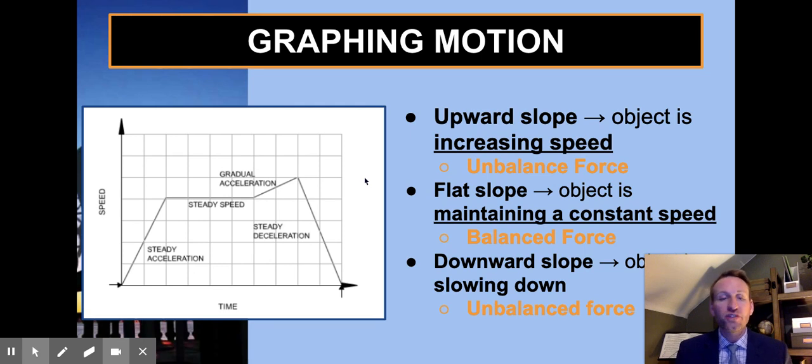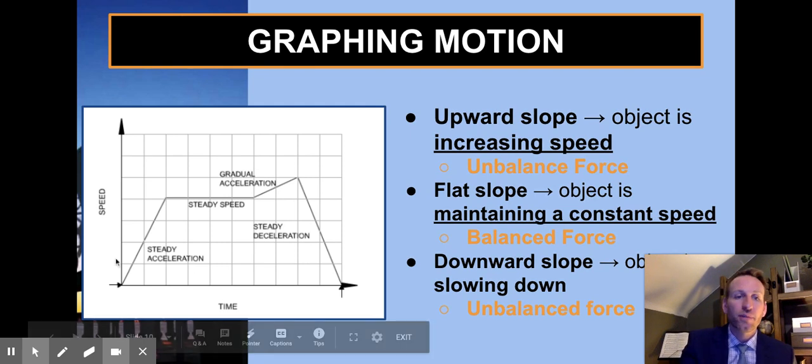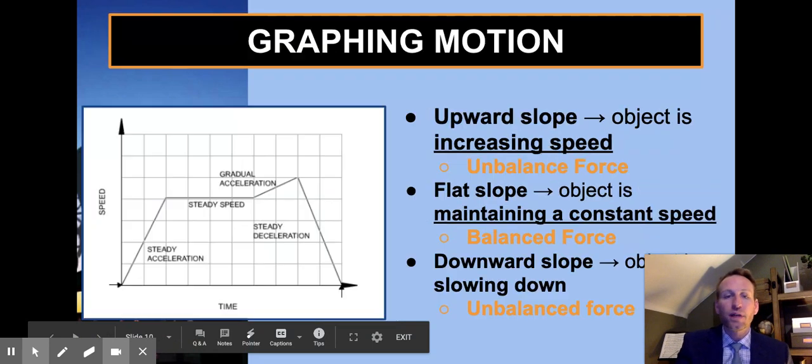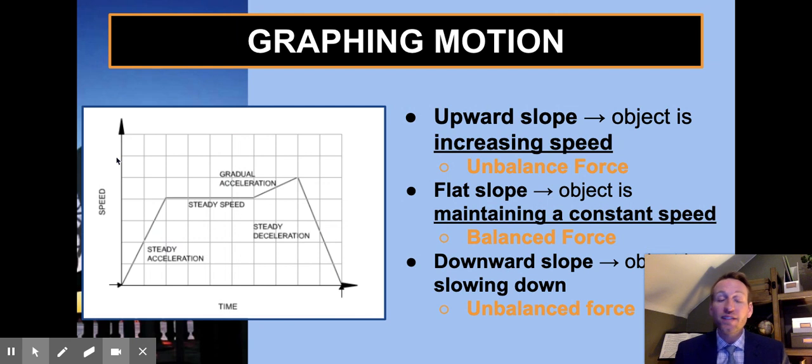You could also do a distance versus time graph, where distance would be on the y-axis and time still on the x-axis. We're going to focus on speed versus time today. When you see an upward slope, meaning the line is on an upward trend, that means the object is increasing speed, because speed is on the y-axis. If you're having an increase in speed, there must be an unbalanced force acting on the object, because unbalanced forces cause change in motion, like speeding up, slowing down, or changing direction.